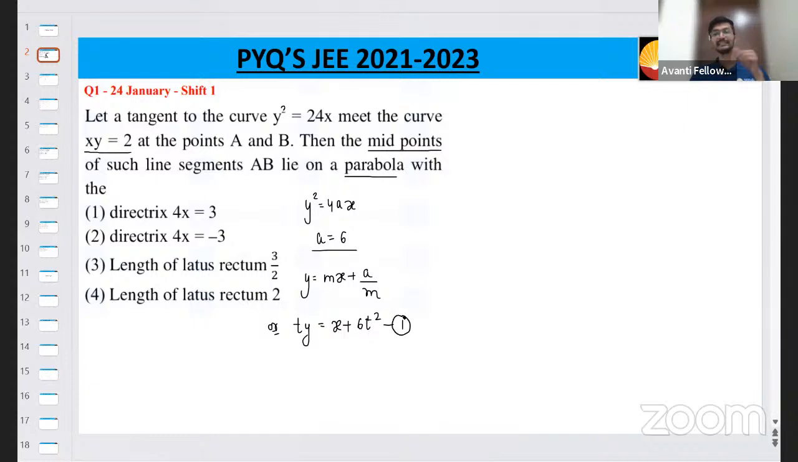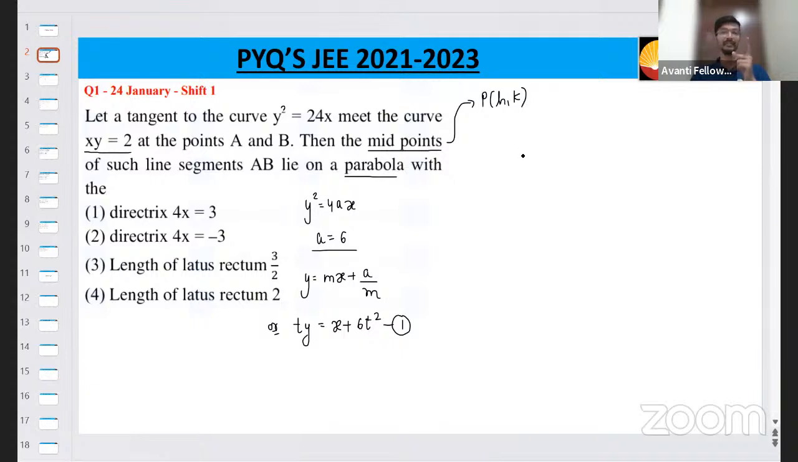Now they are saying this same tangent, please listen to my words very carefully, this same tangent intersects the hyperbola at 2 points A and B. And we have to find the midpoint. So let the midpoint, which is our locus, be point P(h, k).